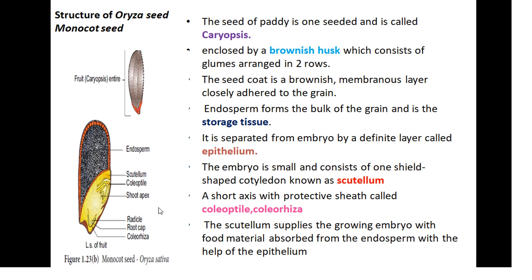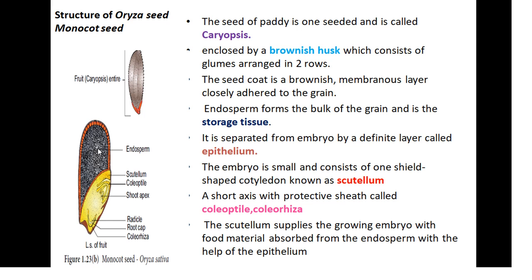The scutellum supplies the growing embryo with food material that is absorbed from the endosperm with the help of the epithelium. I told you this epithelium is clearly separated from the embryo as well as the endosperm. The embryo gets food from the endosperm, and it is supplied to the growing embryo, absorbed with the help of the epithelium.